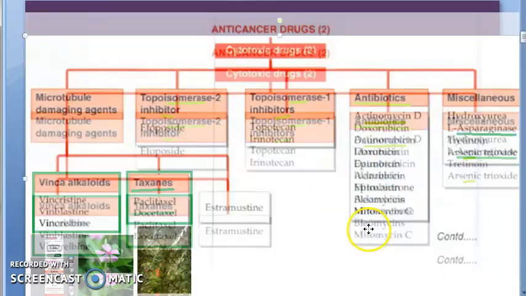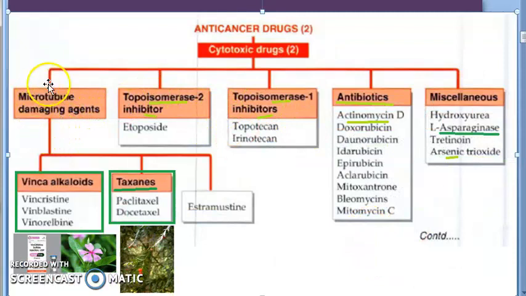Cytotoxic drugs, part 2. Here you have microtubule damaging agents, topoisomerase 1 inhibitors, topoisomerase 2 inhibitors, antibiotics, and miscellaneous drugs. Cytotoxic means they are harmful to the cells. In miscellaneous you have urea, arsenic, and L-asparaginase. L-asparaginase has been asked in your exam, so you should know that.